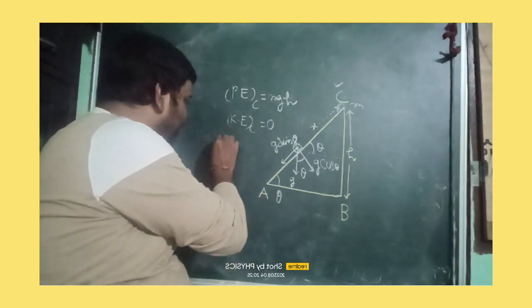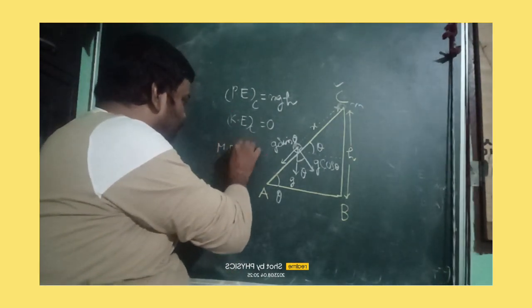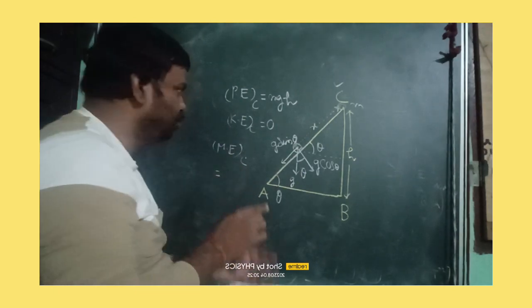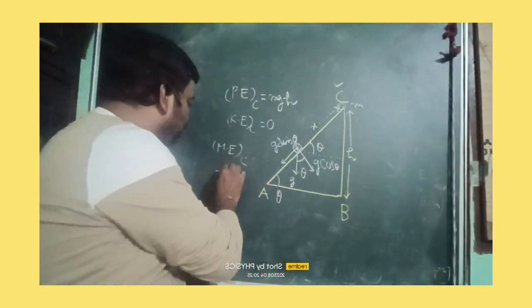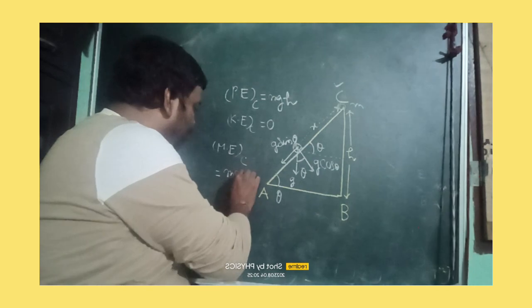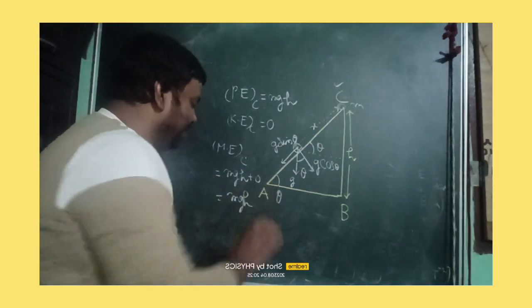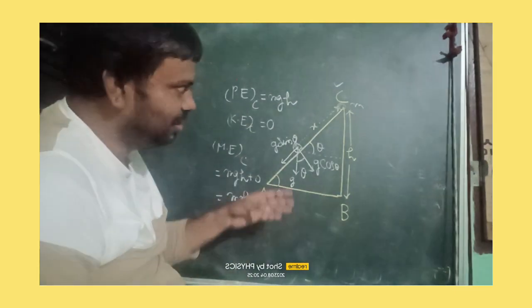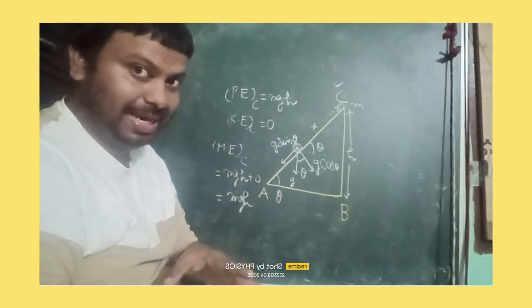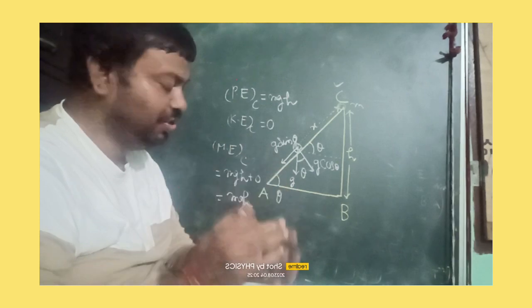And the total energy, that is the mechanical energy at the point C, is equals to the potential energy plus kinetic energy. That is mgh plus 0. That is equals to mg into h. That is the mechanical energy, that is the total energy at the point C.